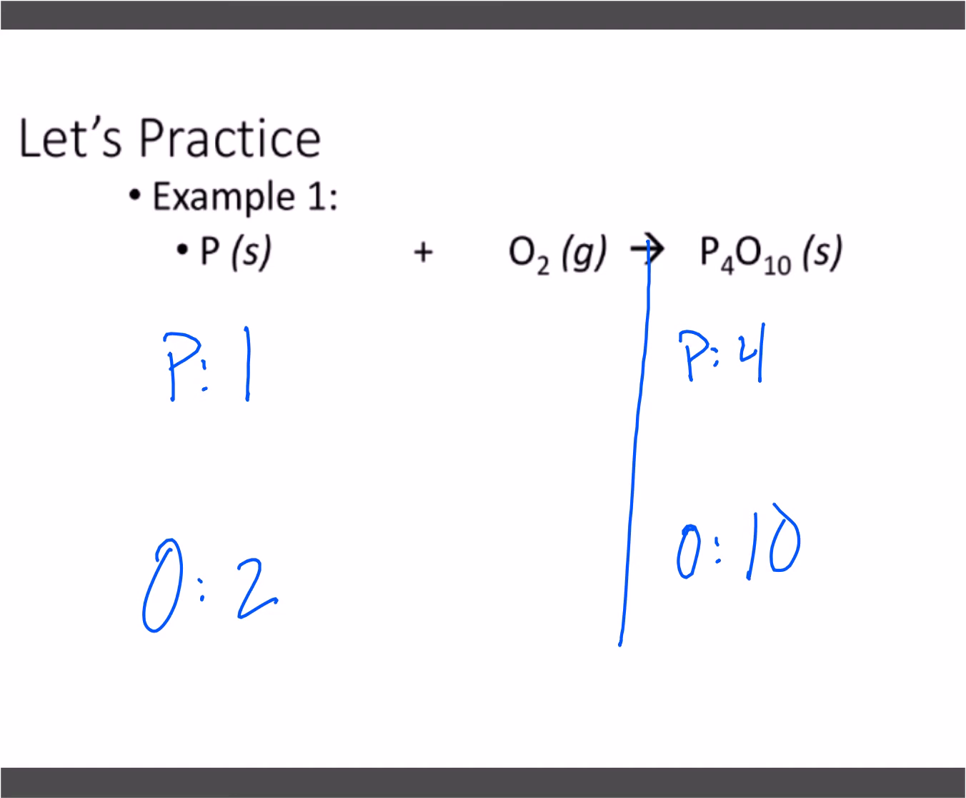Does 1 go into 4? Yeah, right? So I'm going to make a 4 there. If I put a 4 here to balance them out down below, what number has to be my coefficient then? Meaning 1 times what equals 4? 4. So that's what I'm going to put up there in front of P.